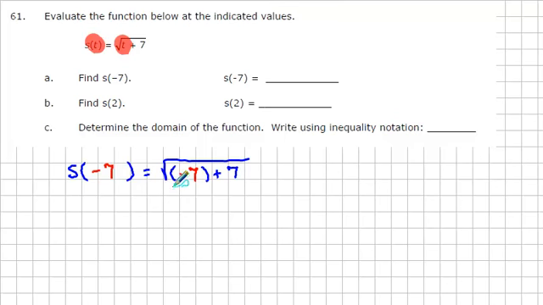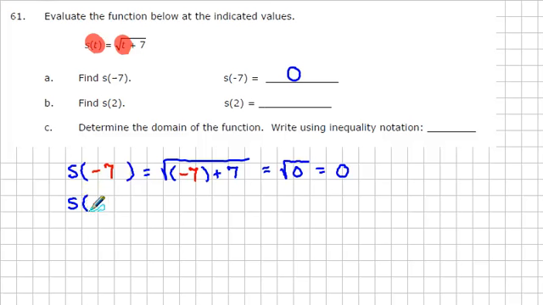Now evaluate. Negative 7 plus 7 is 0, so we get the square root of 0. And 0 times 0 is 0, so the square root of 0 is 0. So s of negative 7 is equal to 0. In part B, we're asked to find s of 2.